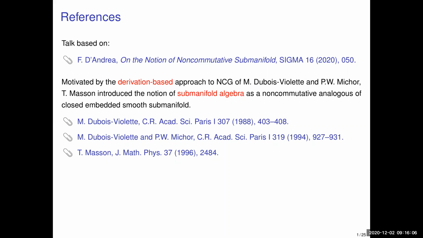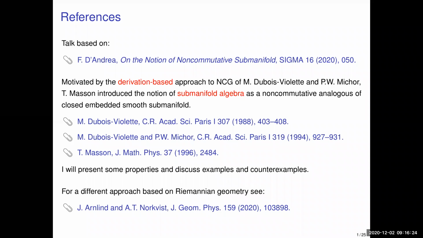And the definition was motivated by the so-called derivation-based approach to non-commutative geometry of Michel Dubois-Violette, and I'm going to recall briefly what it is, how it works. What I want to do today is give a review of some of these definitions, of some basic properties, present some both commutative and non-commutative examples and counterexamples.